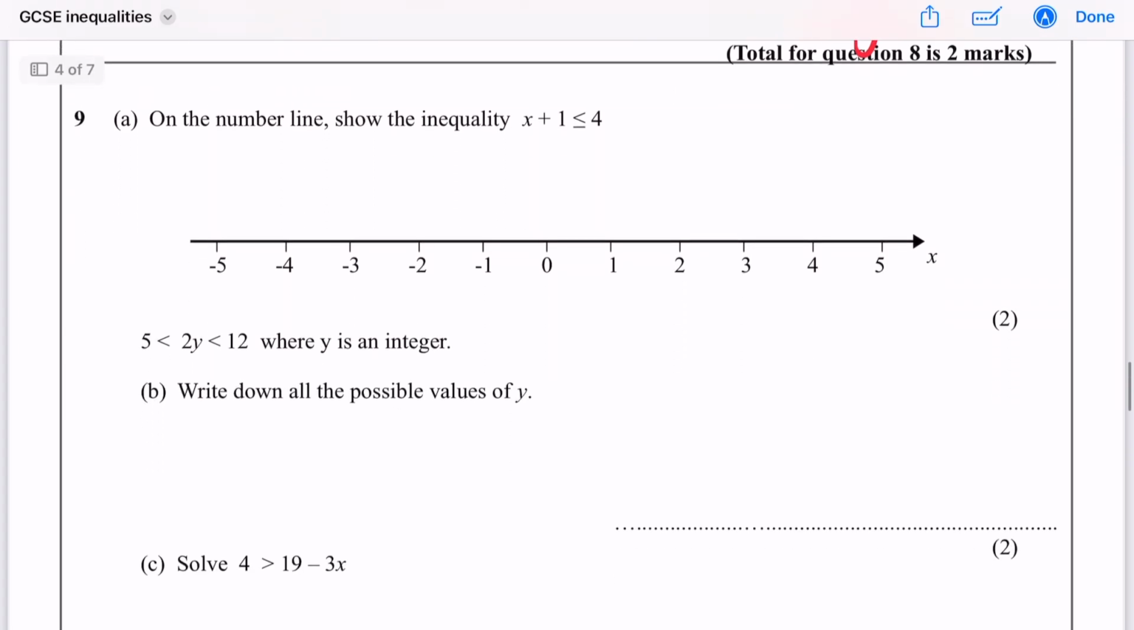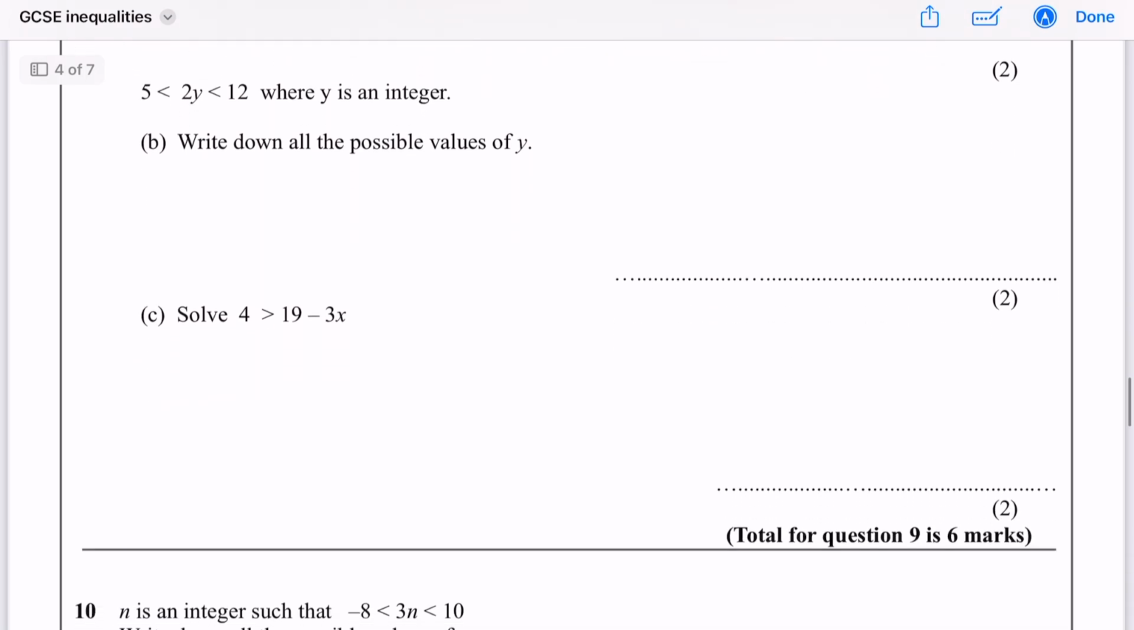And then question 9. On the number line, we need to show the inequality. To be honest, before we show it, we need to solve it. So let's rearrange it, shall we? x less or equal to 4 minus 1. x less or equal to 3. The 3 is right there, and it's going to look like this because it is less or equal to 3, pointing in this direction. Let's move on to part B.